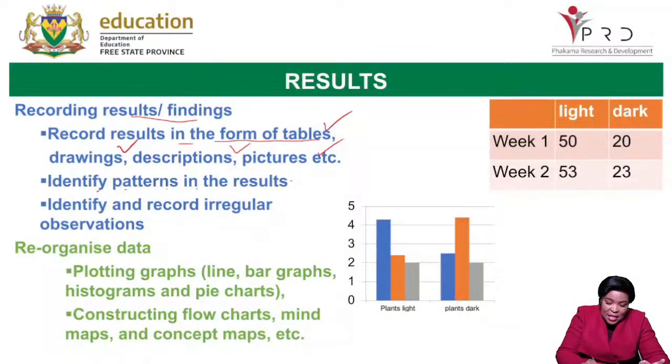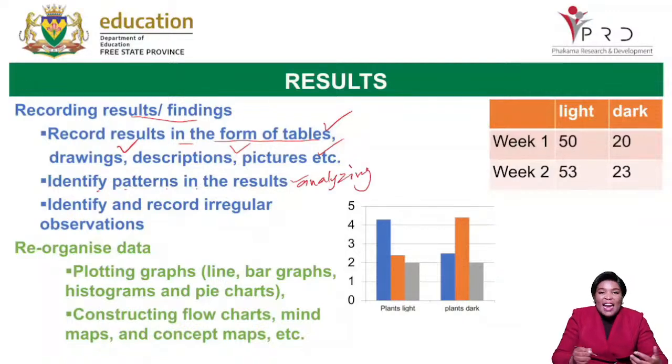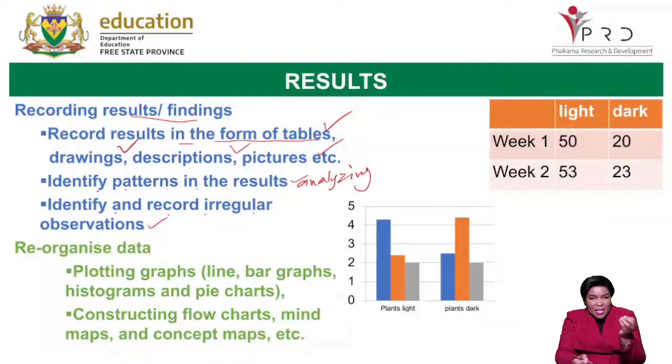Identify the patterns in the results. So here, identifying the patterns, you are analyzing. You are now analyzing the results that are in front of you. Identify and record irregular observations. So even those observations that you think might have impacted on the results, you must record them, because another scientist might find them useful when they want to repeat this investigation.